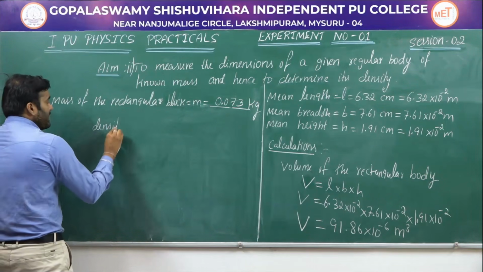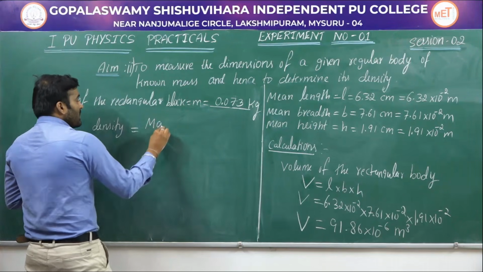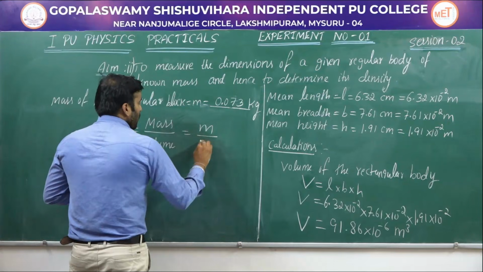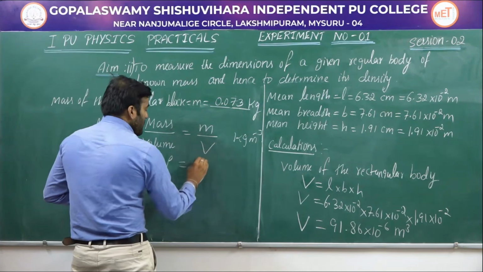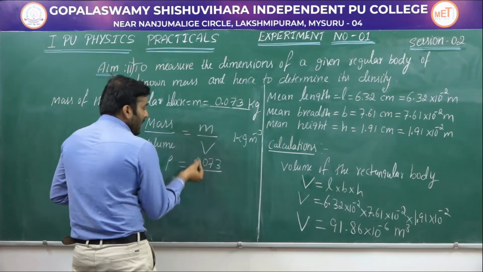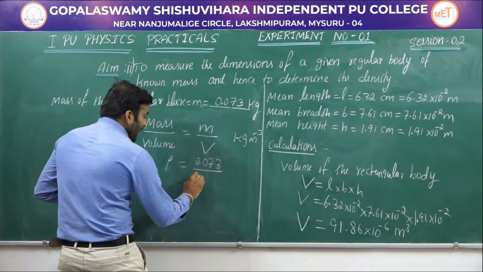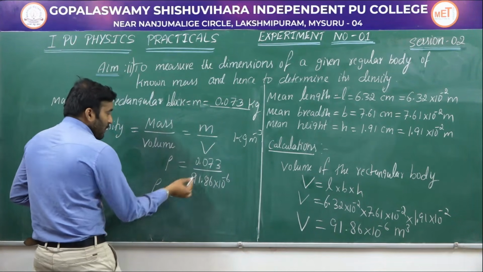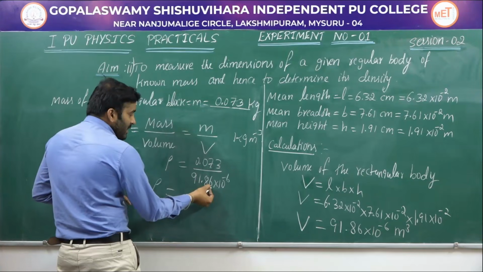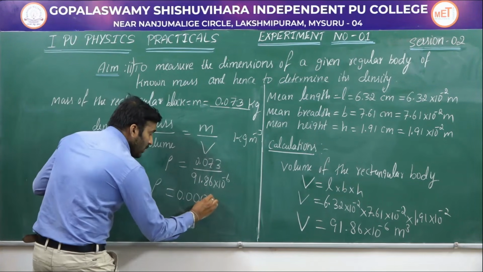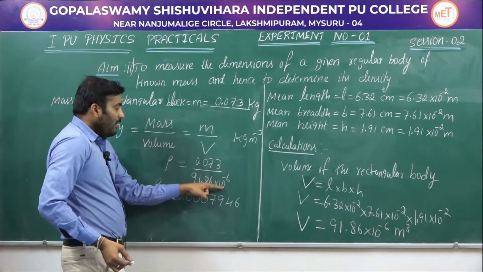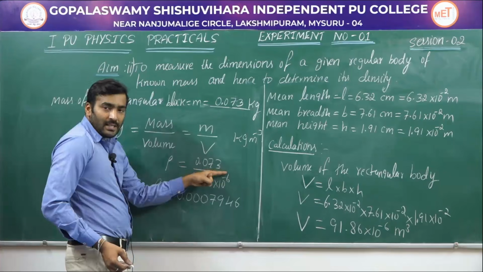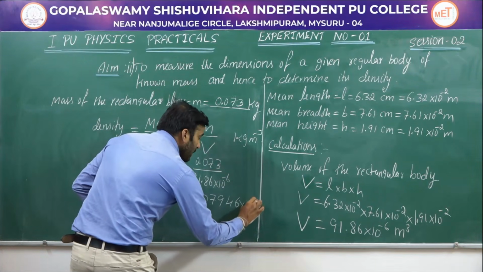Now let us find the density of the block. Density is given by mass divided by volume, m by v. So the mass is equal to 0.073 divided by volume is calculated, which is equal to 91.86 into 10 power minus 6, and if you divide 0.073 by 91.86, you will get 0.0007946. So we have 10 power minus 6 here. If you take this 10 power minus 6 to the numerator, it becomes 10 power plus 6. So this into 10 power 6.